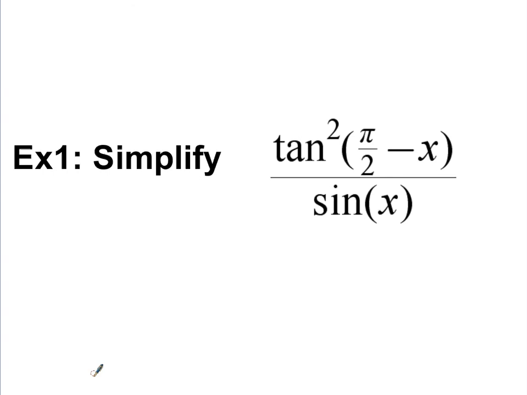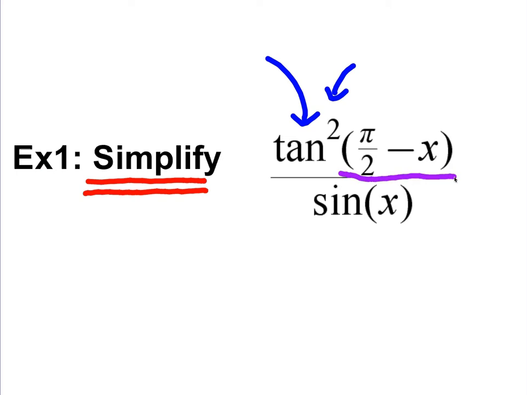Now that we've learned why these identities are true, let's take a look at some examples of simplification. I do want you to notice that first off the directions are to simplify, so we're going to take these expressions and make them shorter. The first one we have is tangent squared, with an exponent of 2, of pi over 2 minus x.